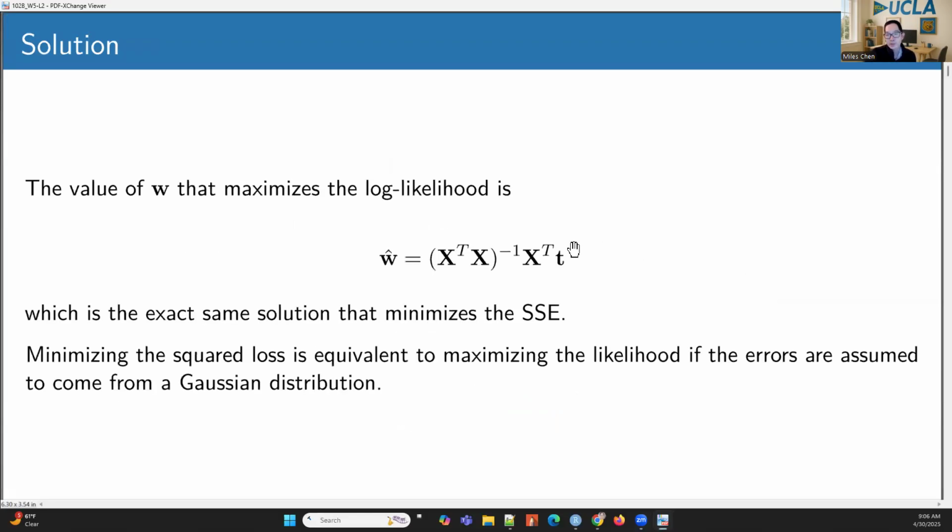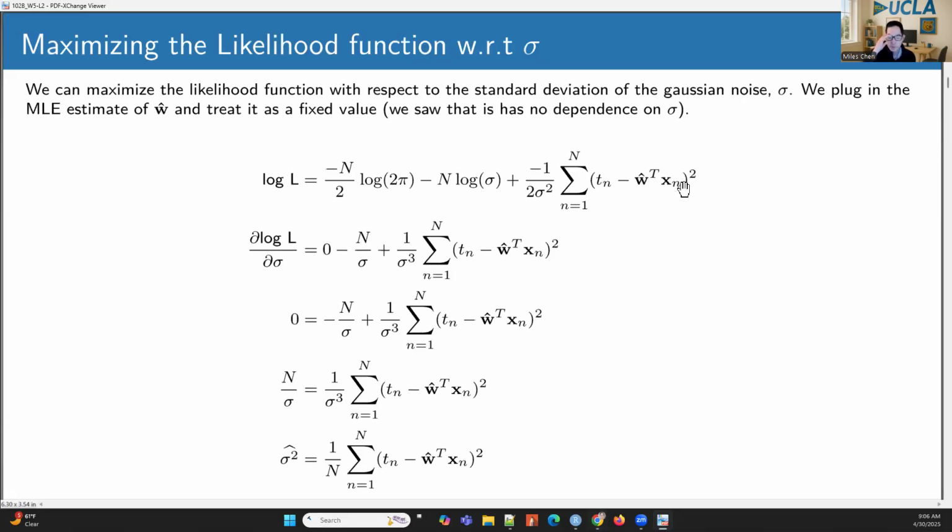When you do that, we find our W vector, the best estimate that's going to maximize our likelihood, is the same as the solution that minimizes the sum of squared errors, and that's X transpose X inverse X transpose t. Okay, so now we want to take the likelihood function and maximize it with respect to sigma.